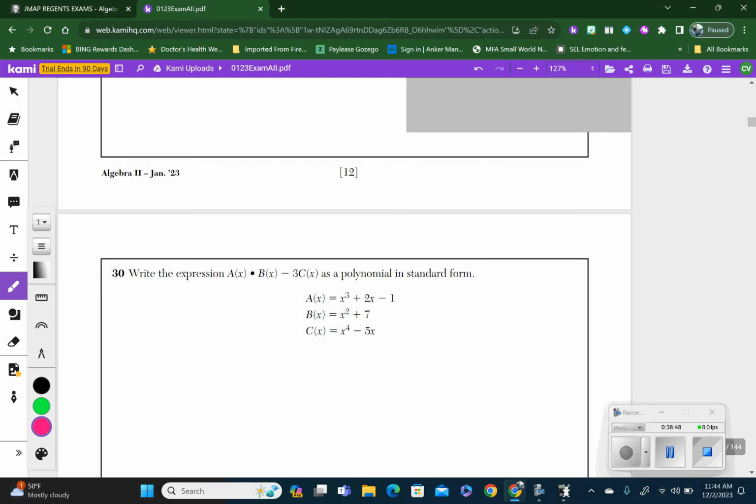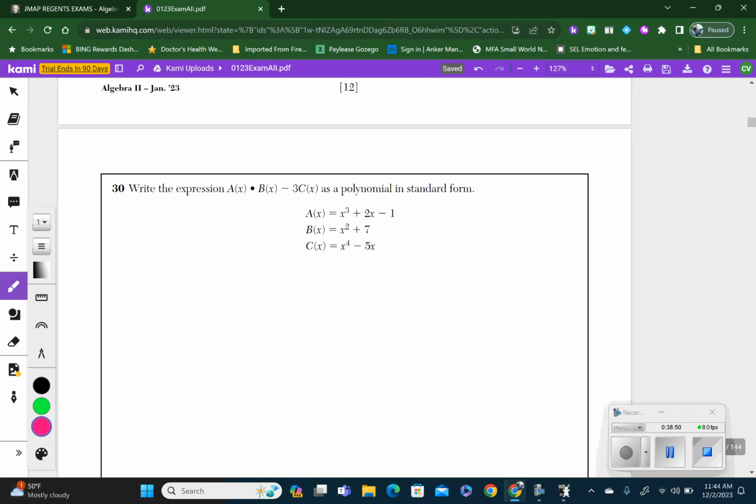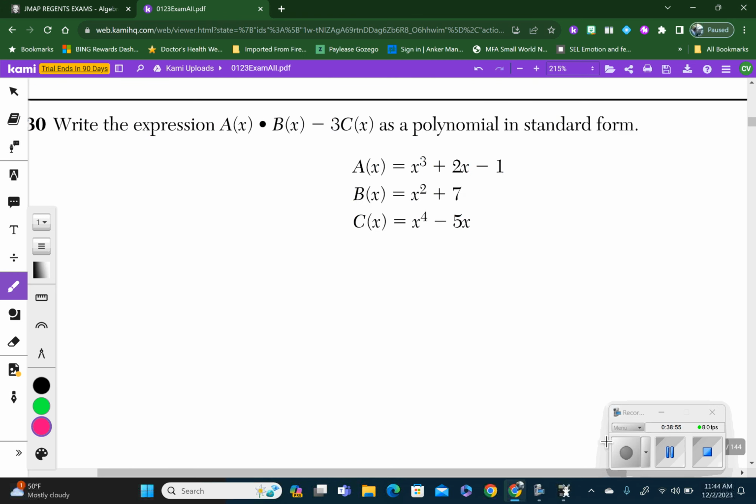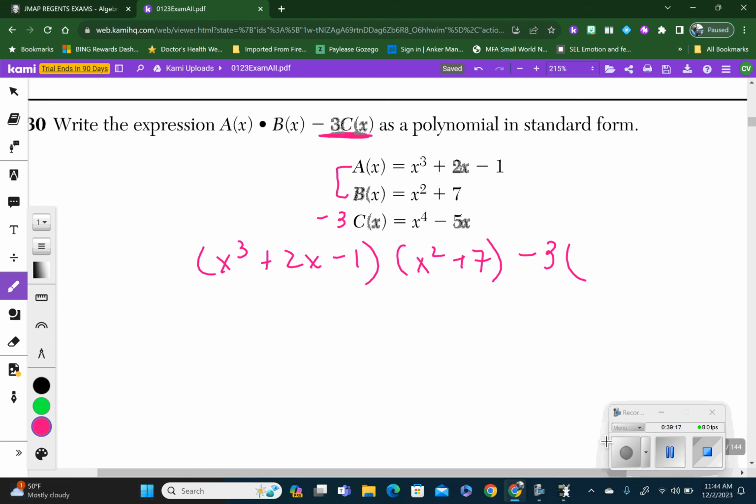All right. Then it says write this expression. This is completely doable. They just want us to take the first two, multiply them, and minus 3 times c. Okay, so x to the third power plus 2x minus 1. That's our a. We're going to multiply that by x squared plus 7. And we're going to do minus 3 times, right? We're just following this. Minus 3 times whatever c is. So c is x to the fourth minus 5x. This is a straight algebra 1 question. There is no algebra 2 here.